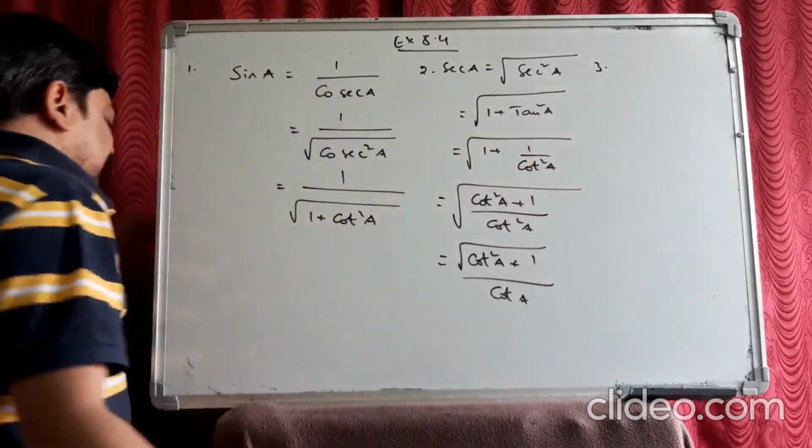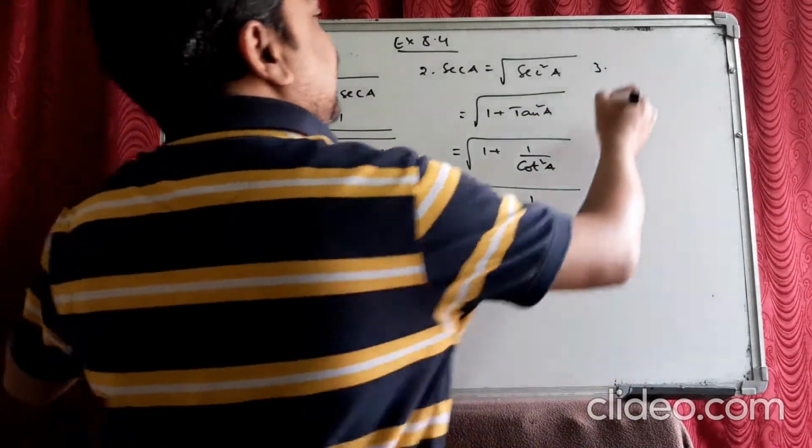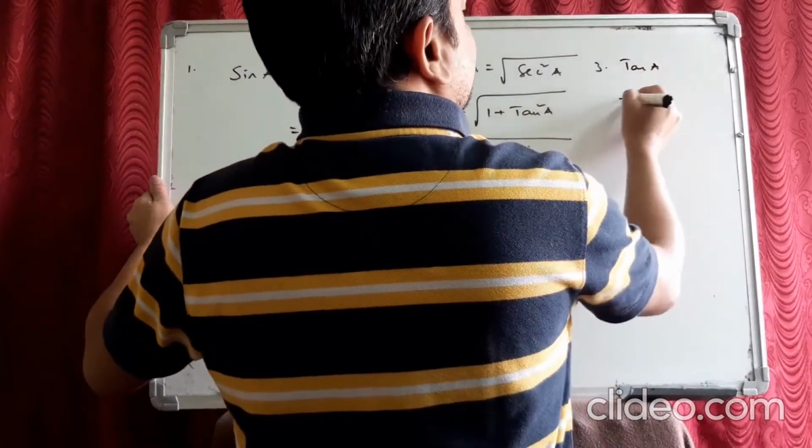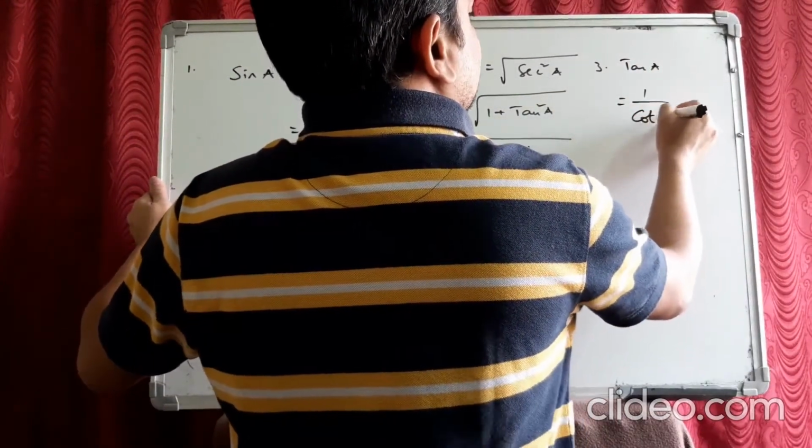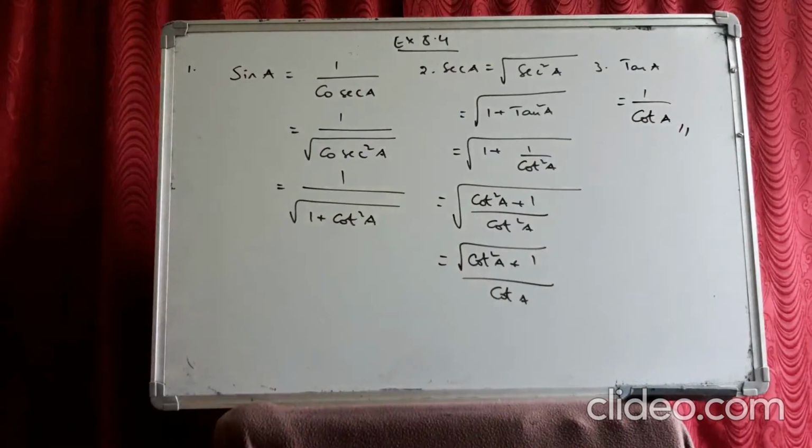In the same way, the third one is tan A. Tan A in terms of cot A is very simple. You can write it as 1 by cot A. Okay?